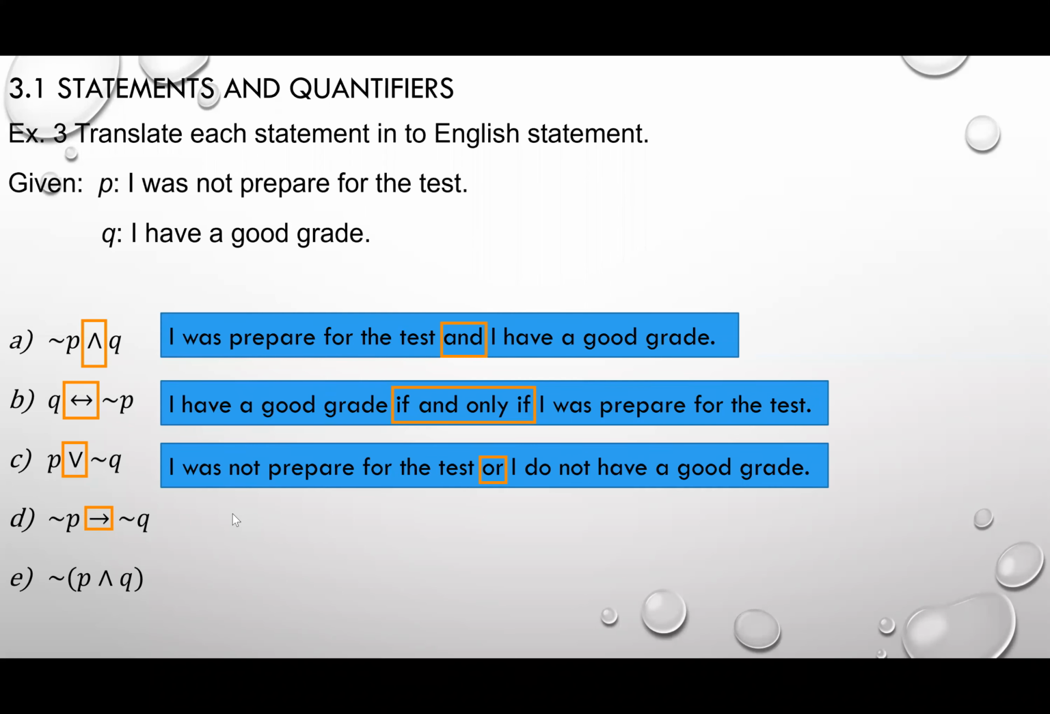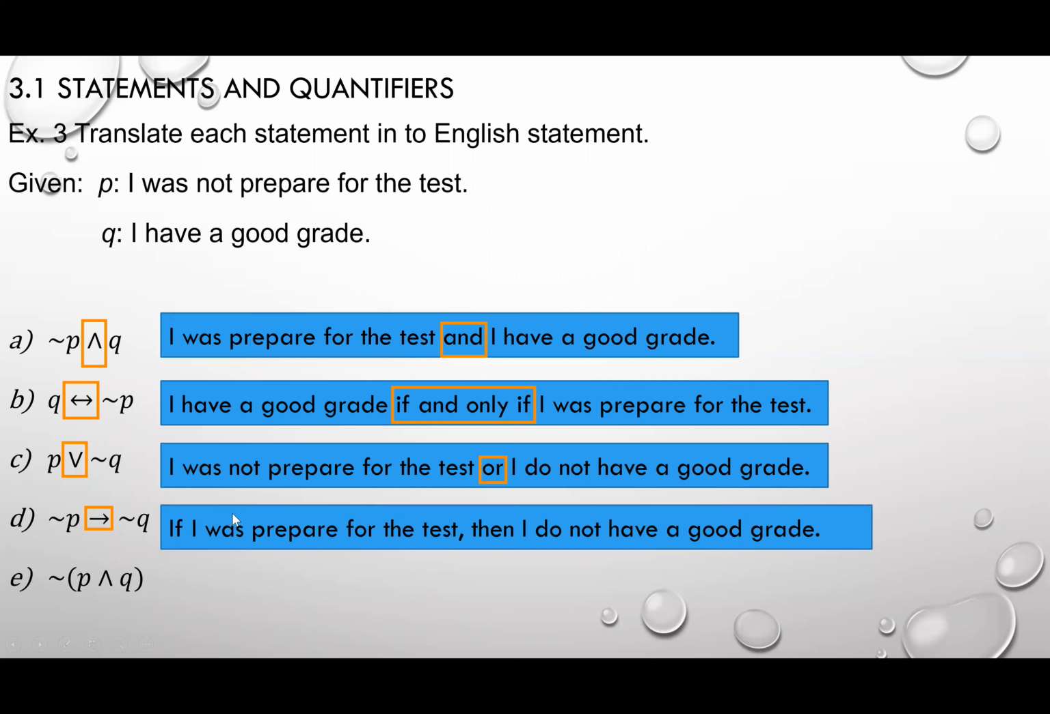I purposely gave you this to make sure that the original statement had the word "not," and this tells me to take the opposite of it. Therefore, if I were prepared for the test, then the negation of Q. This Q does not have the word "not," so the negation is, then I do not have a good grade.